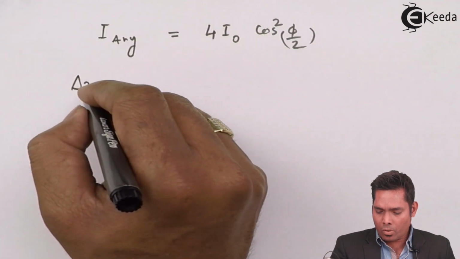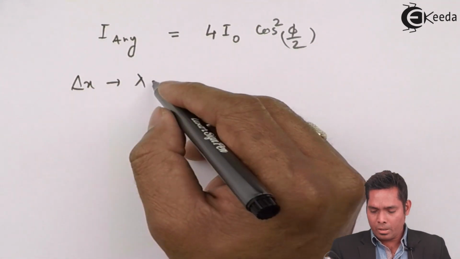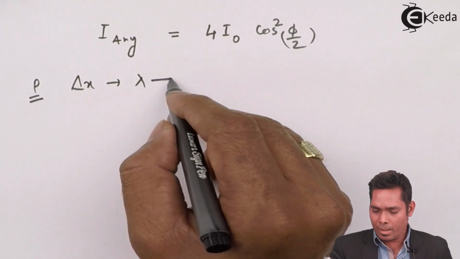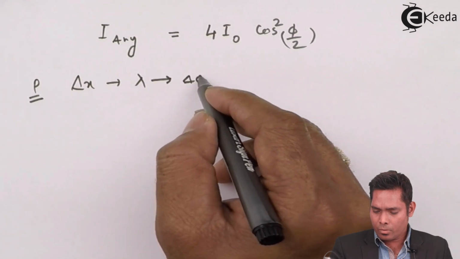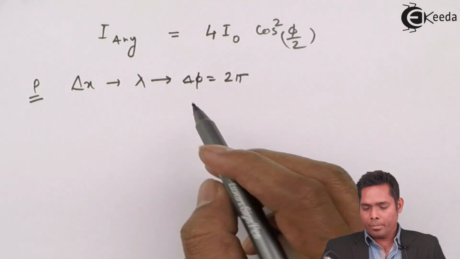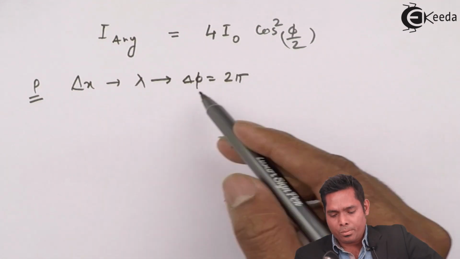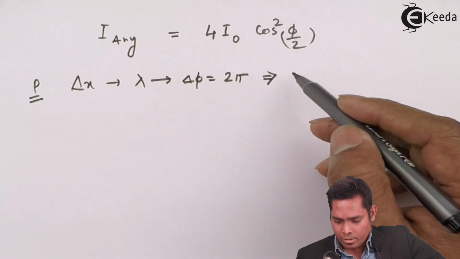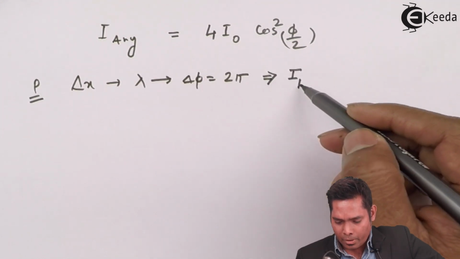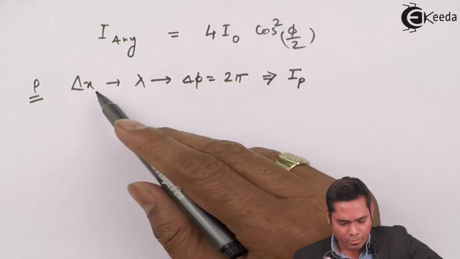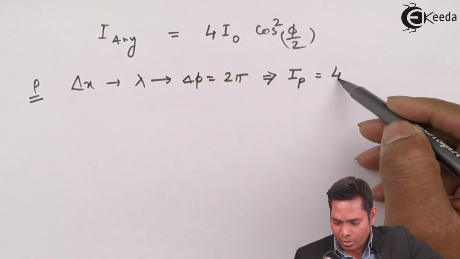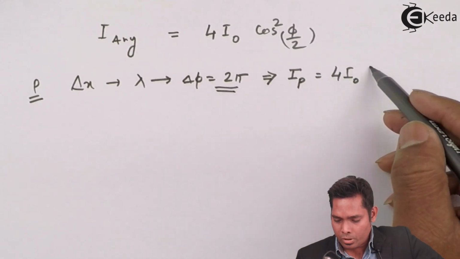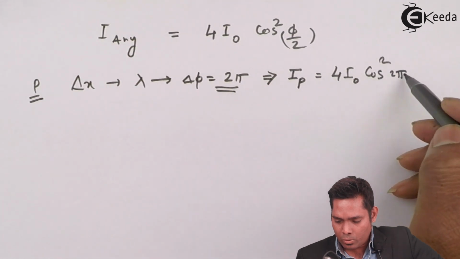Path difference of lambda, first point, that is P. I am talking about the point P. The path difference is lambda. So phase difference will be 2 pi, because path difference of lambda corresponds to phase difference of 2 pi. So therefore, the intensity at this particular point P, where the path difference is lambda, is given by 4I naught. This formula I'll use, and phi I'll put as 2 pi. So it is cos square 2 pi by 2.